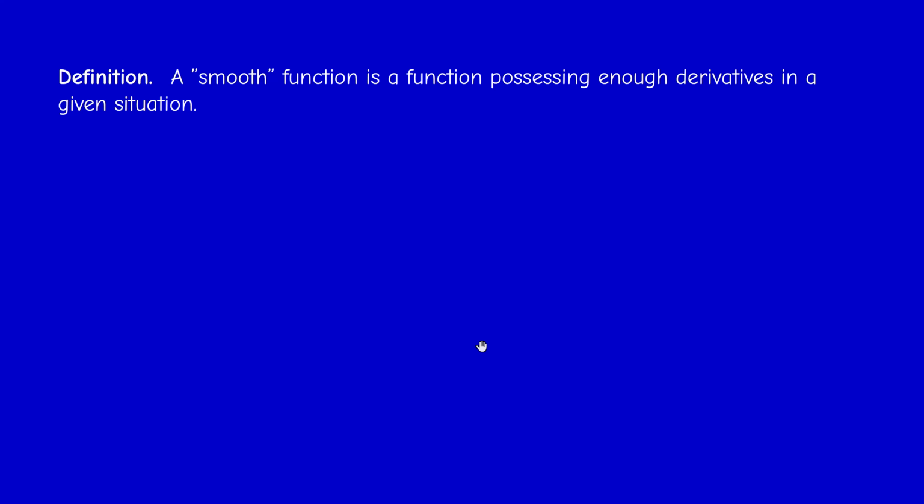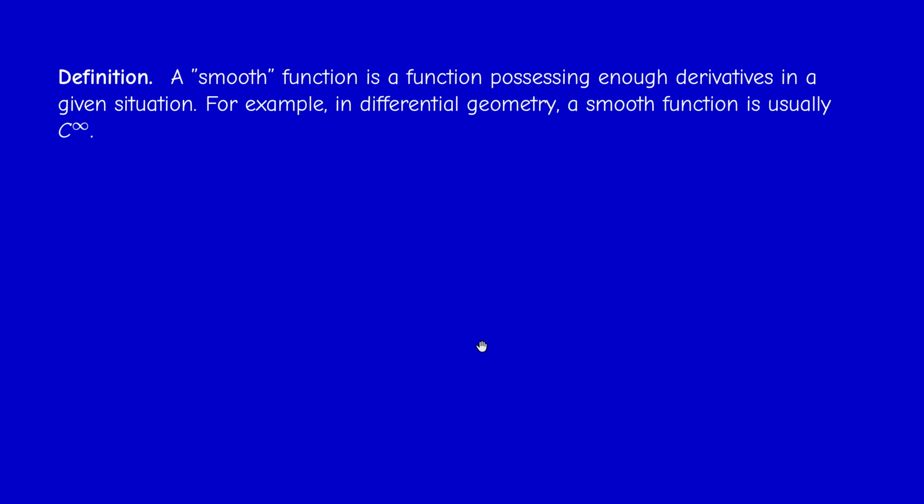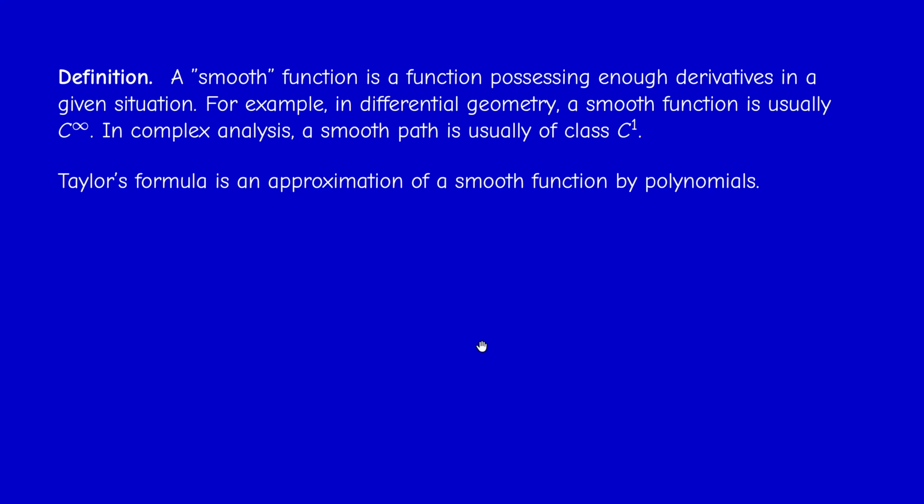So first, what do I mean by smooth function? Smooth in general depends on the context, but in general it means that a function possesses enough derivatives in a given discussion. For example, in differential geometry, usually a smooth function is a C infinity function. In complex analysis, a smooth path is a path of class C1. So you should look at the context: what do you mean by smooth? But the idea is the same.